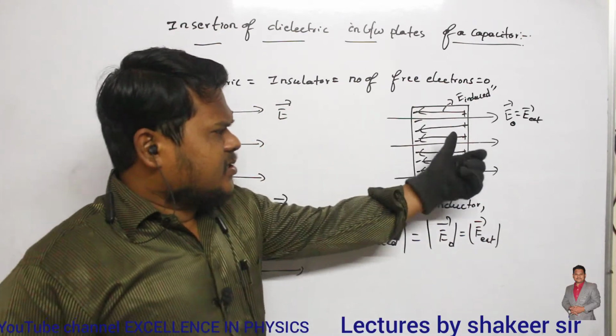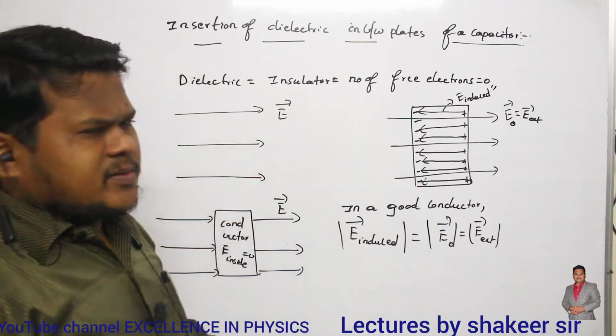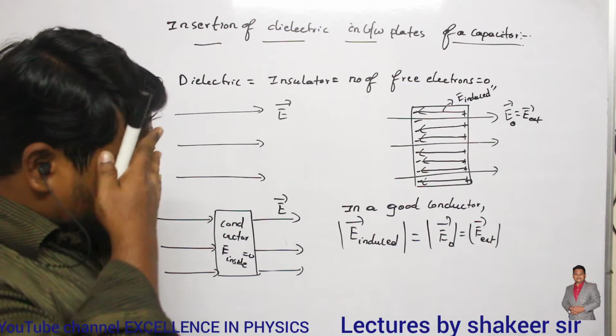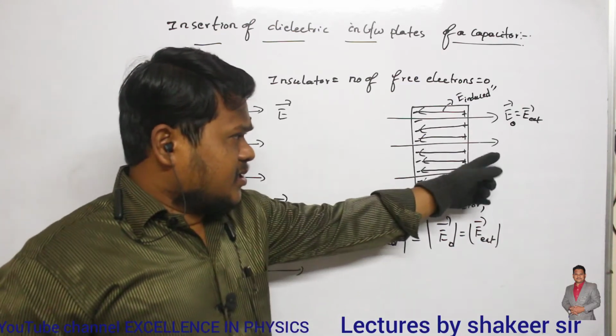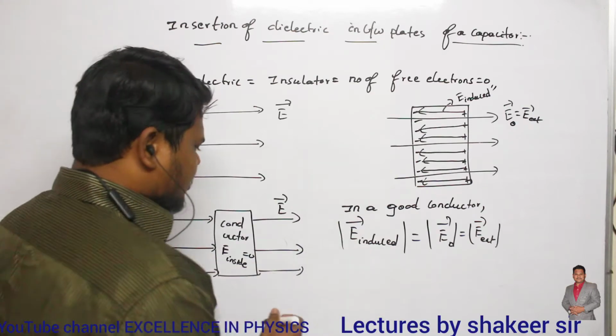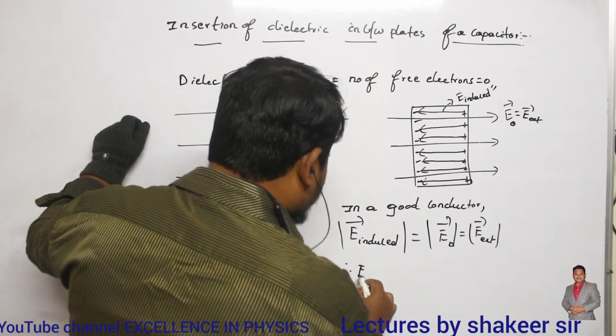But are this electric field and this electric field in the same direction or in opposite directions? The external electric field and the induced electric field are exactly in opposite directions. So what is the net electric field?